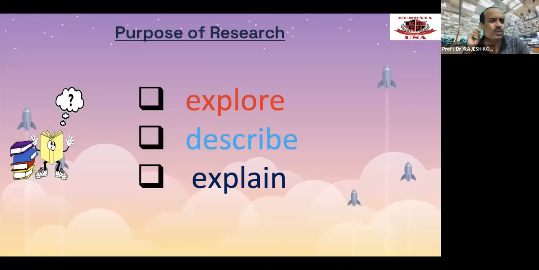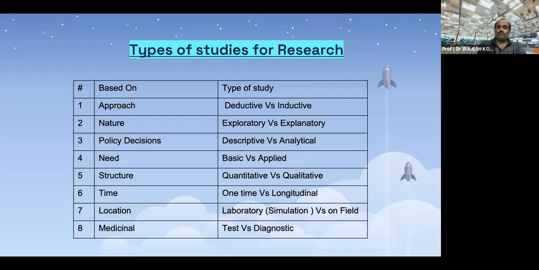So why do you have to go for research? The main three factors for going for research are to explore knowledge, to describe it, and to explain it. These are the three fundamental purposes of doing research. On this basis, there are so many types of studies that came out in research. It's based on how you approach it, what type of thinking, and in which context you will do the research.